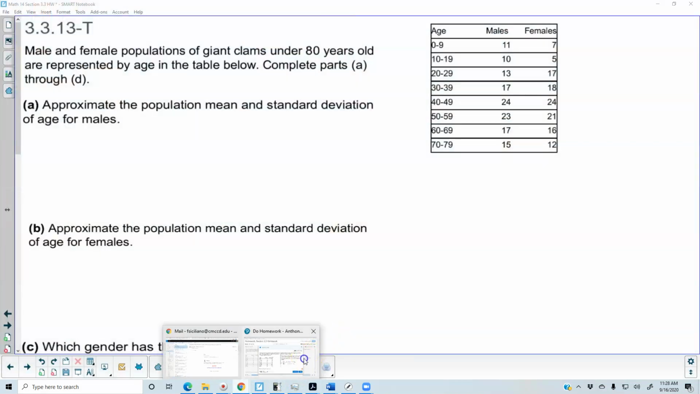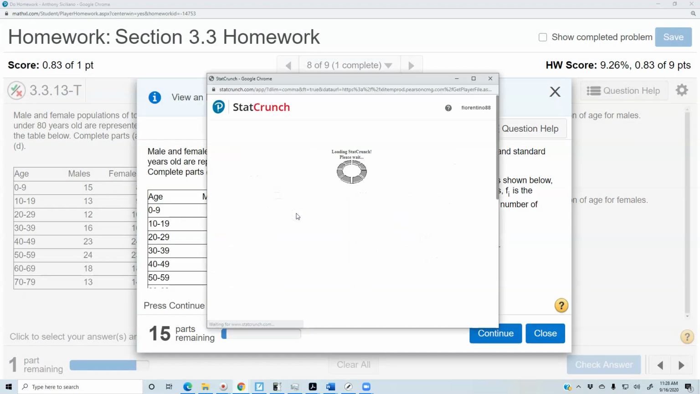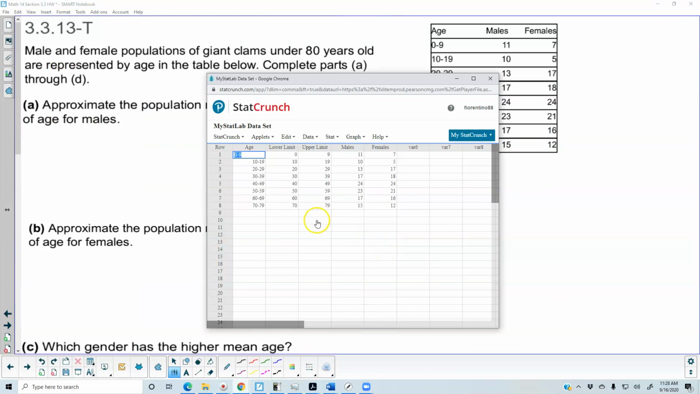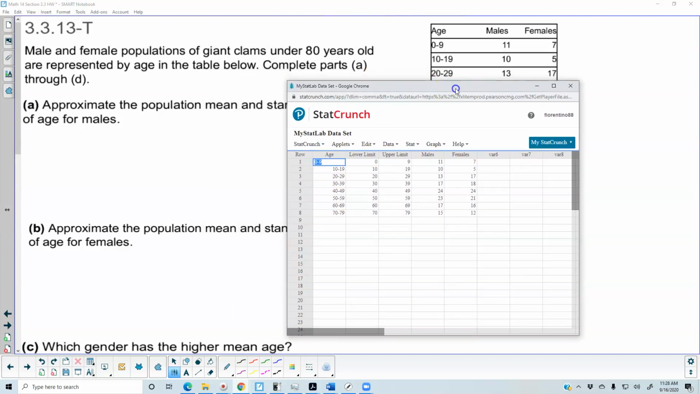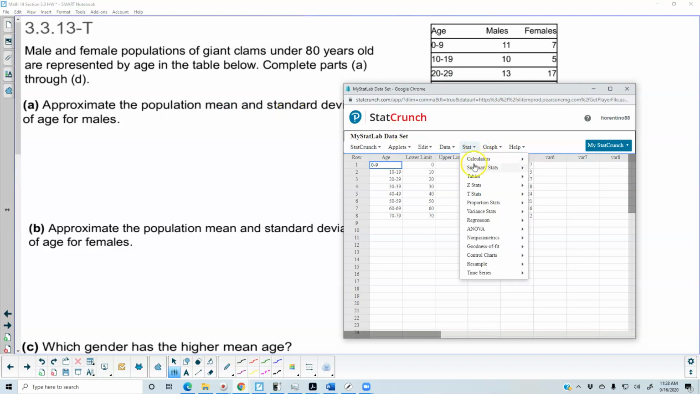So we're going to open up our data into StatCrunch. And so we have our age, which represents the classes. We have our lower limit, upper limit, and then we have our two columns for males and females. So we want to be able to find the population mean and standard deviation for males. So let's go to Summary Stat.